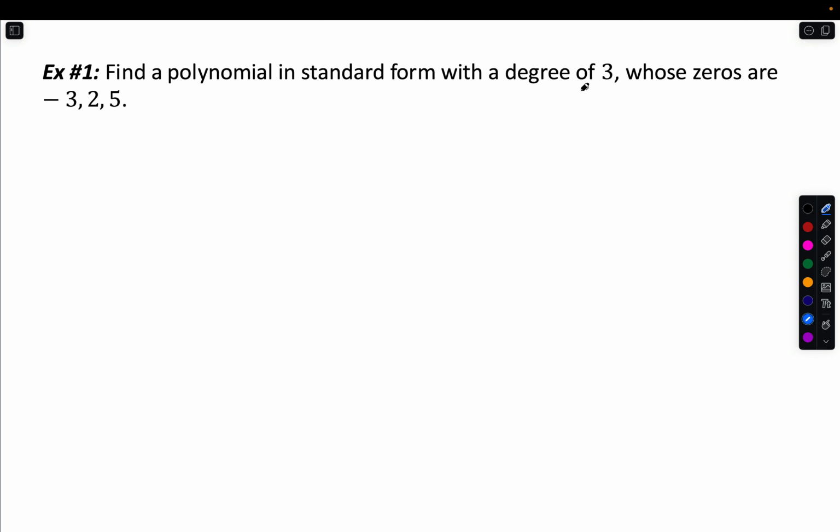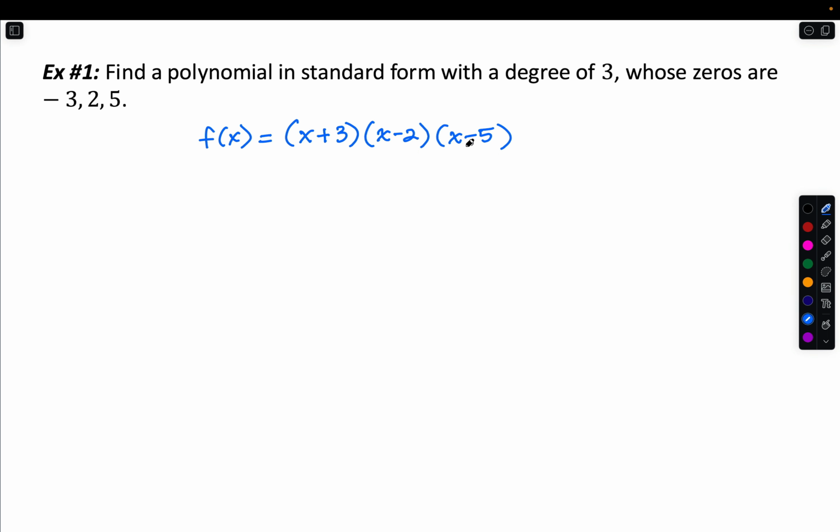So in this example, we're trying to construct a polynomial in standard form that has a degree of 3, and whose zeros are negative 3, 2, and 5. If these represent zeros, then I know that a factor of my polynomial would be x minus whatever the value of my zero is. So it'd be like x minus a negative 3, x minus 2, x minus 5. I'm going to start by writing my polynomial in factored form. So it's going to be x minus negative 3. When you subtract a negative, we can just add. Then it's going to be x minus 2 and x minus 5.